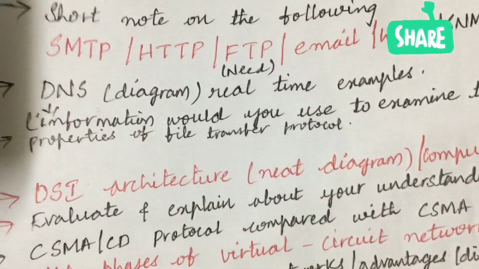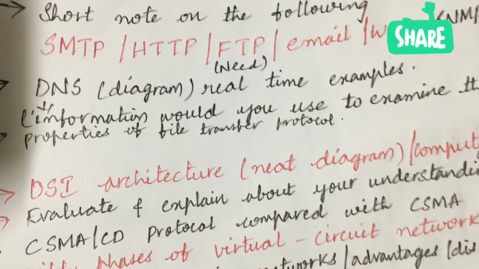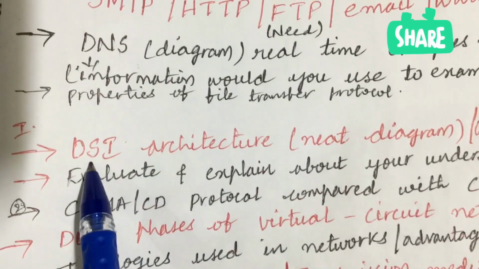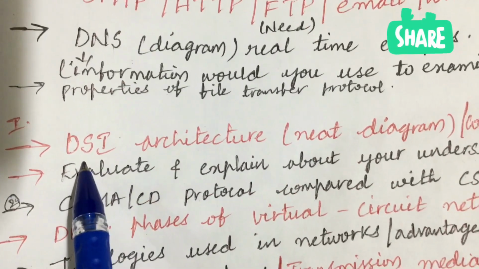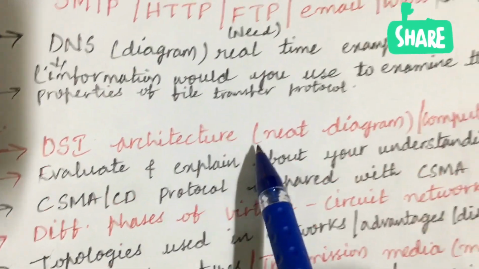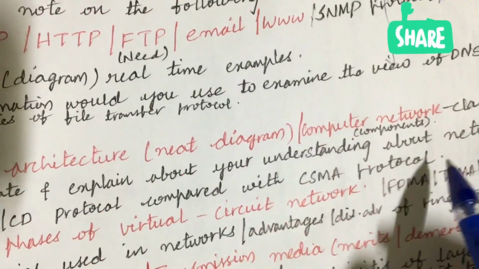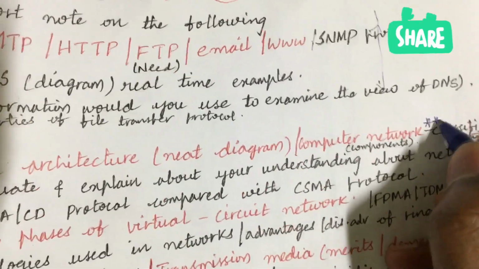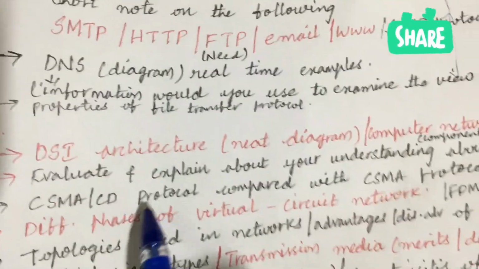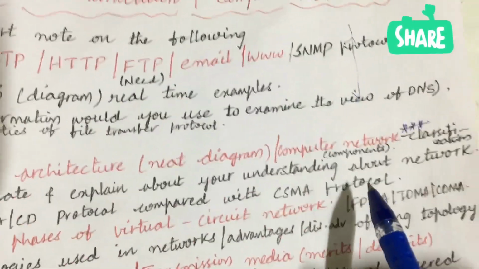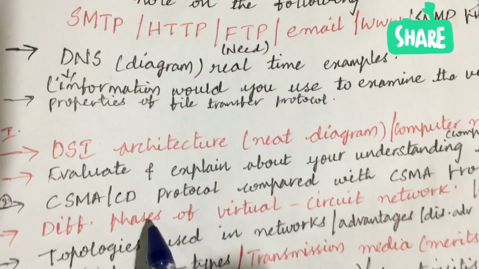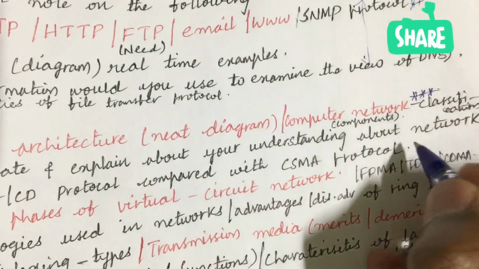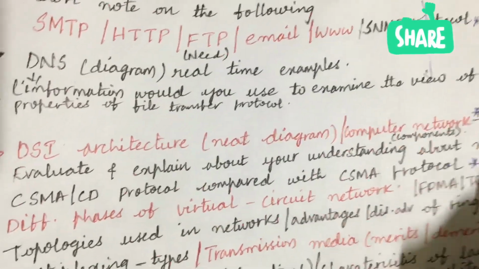Later, I have taken into consideration unit 1, as the course is too lengthy in its structure. I have come up with only a few important questions. The first and foremost gunshot question is the OSI architecture along with its need and diagram, as well as the computer network and its classifications and components. Later, evaluate and explain your understanding about networking as well as the CSMA/CD protocol compared with the CSMA protocol. This may also be one of the direct questions.